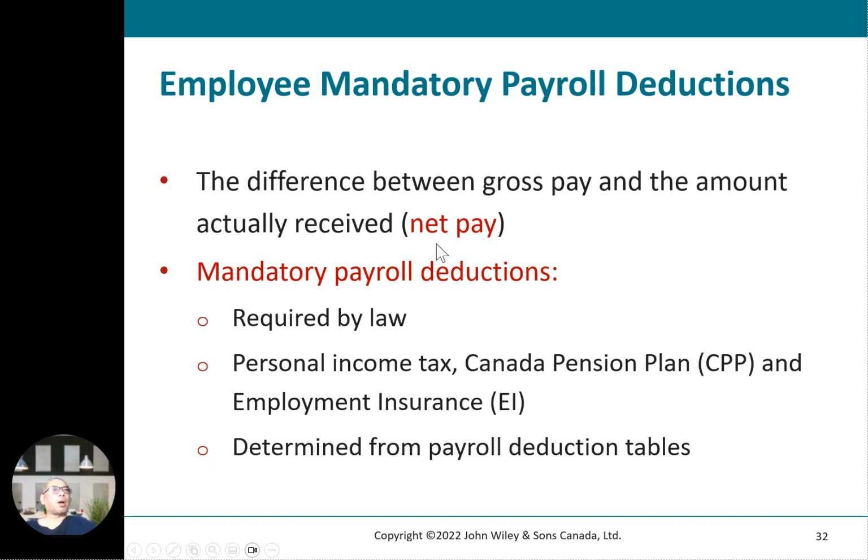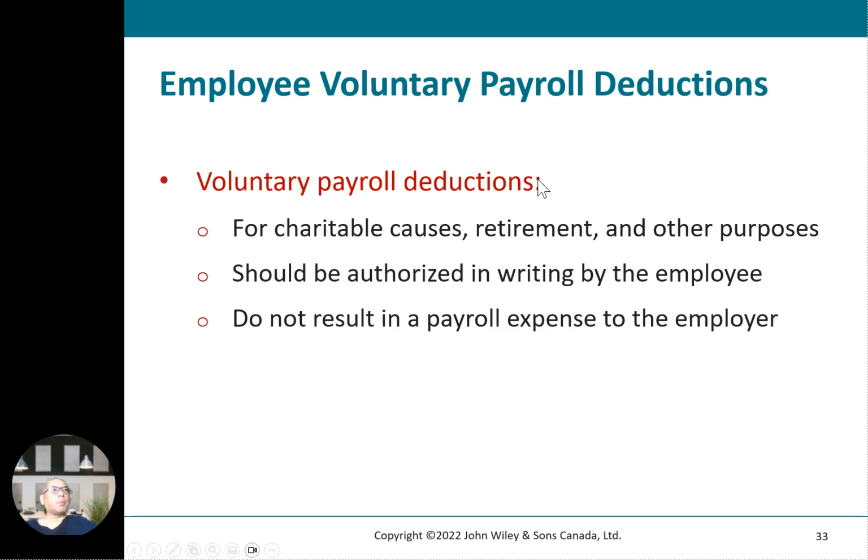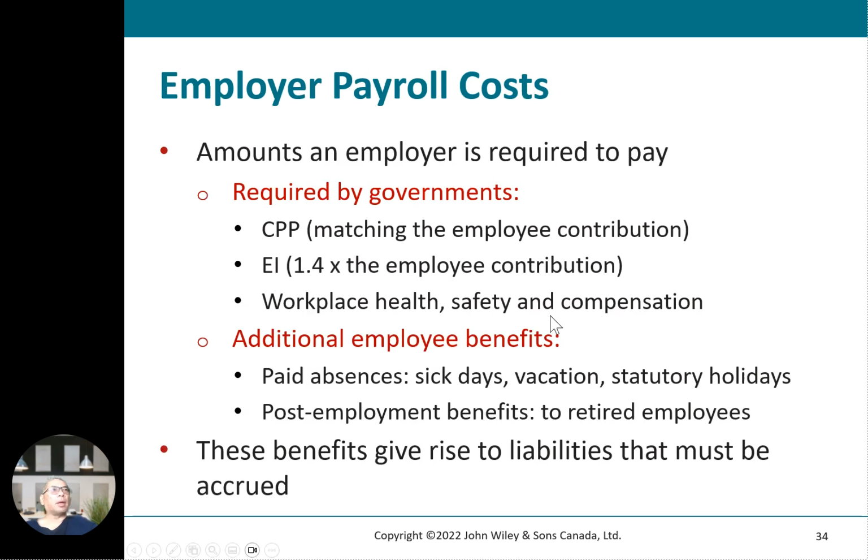The difference between gross pay and the amount received is net pay. Mandatory payroll deductions are required by law: personal income tax in Canada, such as CPP and EI, which is employment insurance, determined from the payroll deduction period. Payroll deductions for charitable causes, retirement, and other purposes should be authorized in writing by employees and do not result in payroll expenses to the employer.